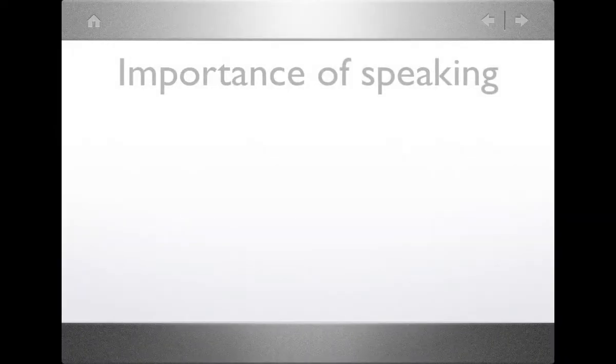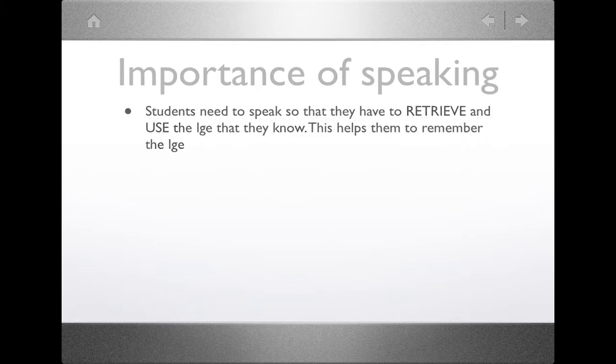So the importance of speaking. Why is speaking important? It's really important, okay? Because students need to speak so that they have to retrieve and use the language that they know. This helps them to remember the language.